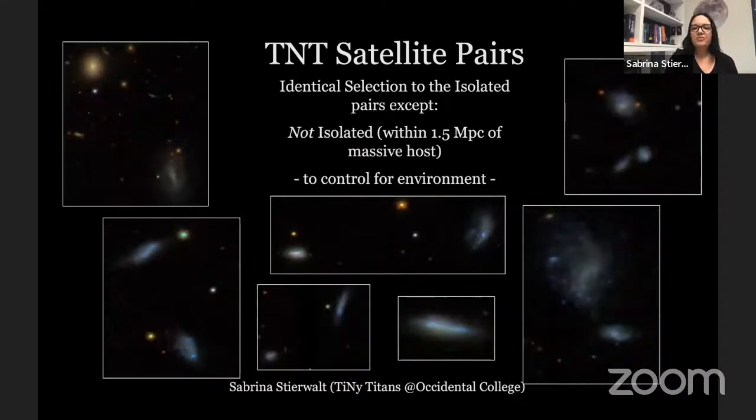Okay, I do want to mention before I get into some of the Tiny Titans results that we have a couple of control samples. Every experiment has to have a good control sample. So we have, as I mentioned, our dwarf pairs that we select very carefully from Sloan. And we require that they be isolated so we can disentangle the effects of being near a massive galaxy. But we also have a sample of dwarf pairs that are selected the exact same way, except they're not isolated. And so you'll see me compare these two samples throughout my talk in order to control for environment. So we want to see, whatever physical effect we're observing for the Tiny Titans dwarf mergers, would this have happened if that merger was near a massive galaxy or not?